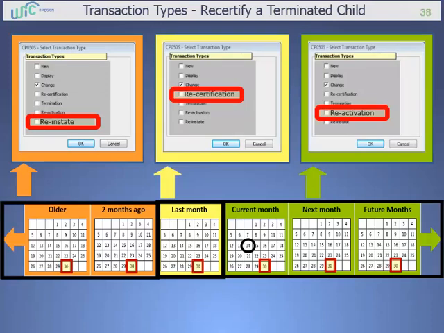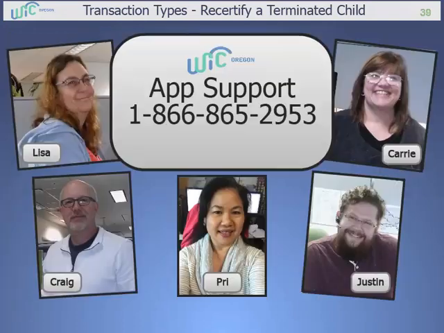And that finishes the Twist examples of the different transaction types you might use when you need to recertify a child who has been terminated. Remember, the key is to look at their last cert end date and decide if it's in the future, if it was last month, or if it was 2 months or older. And if you still have questions about transaction types, you can call app support for help at 1-866-865-2953.